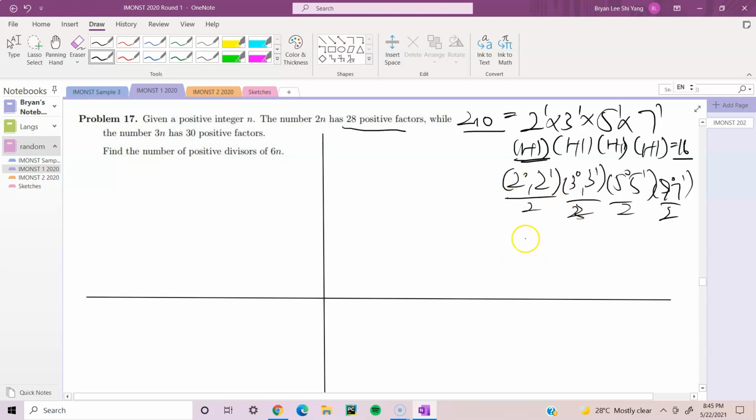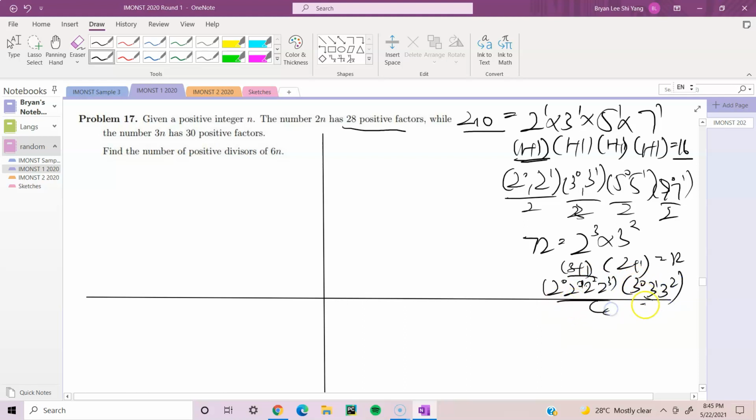So one more example would be 72, which is 2 to the power of 3 times 3 to the power of 2. Now 3 plus 1 and then 2 plus 1. So we will have 4 times 3, which is 12. Now again, why the plus 1? Because we see here 2 to the power of 0, 2 to the power of 1, 2 to the power of 2, 2 to the power of 3, and then 3 to the power of 0, 3 to the power of 1, 3 to the power of 2. So just 4 choices and 3 choices give us 12. Right.